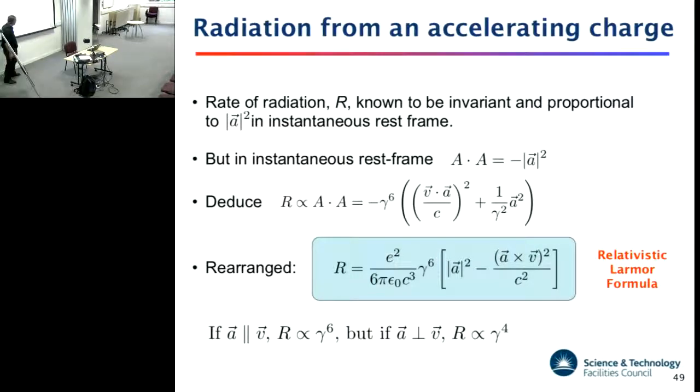So if you're in the direction of motion, you have a gamma to the 6, but if you're perpendicular, it's only gamma to the 4. That's okay. And then you put that into other formulae that says that if you accelerate using an electric field, you end up with gamma cubed, but if you accelerate in the direction of motion, it only goes as gamma cubed, but if you accelerate perpendicular to the motion, it goes as gamma to the 4.